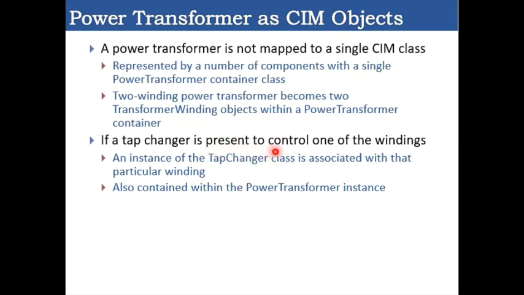So if the tap changer is present, then it will be connected to one of the windings. So the instance of the tap changer class is also required, and it will be associated with a particular winding, and then it will also be contained in the power transformer instance. Now let's understand how we will map individual classes to create the complete power transformer class diagram.